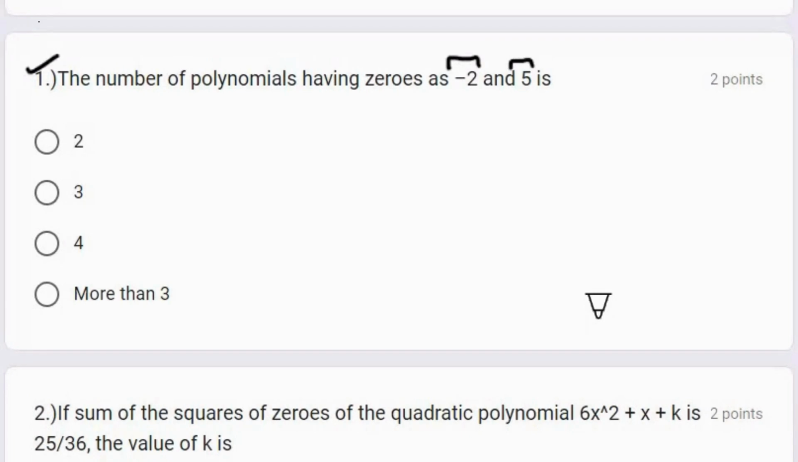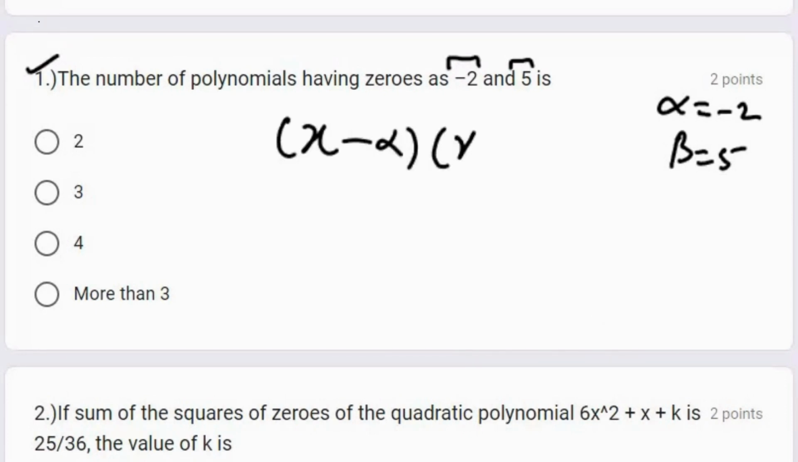That means if you have two zeros, say alpha, which is -2, and beta as 5, how many polynomials can be formed out of it? So if we have two of them, we can have x minus alpha times x minus beta, and we multiply this, we get a quadratic polynomial.